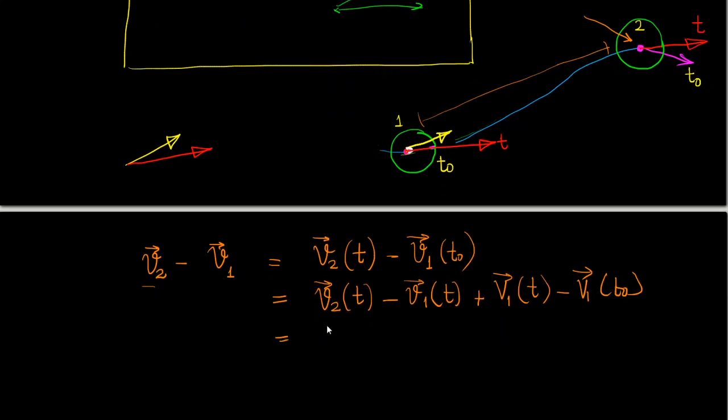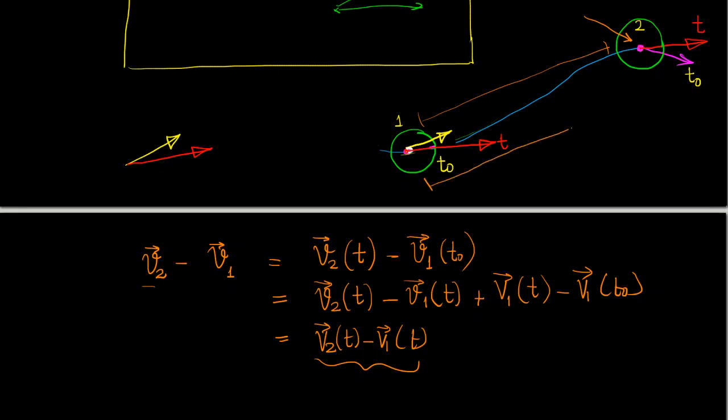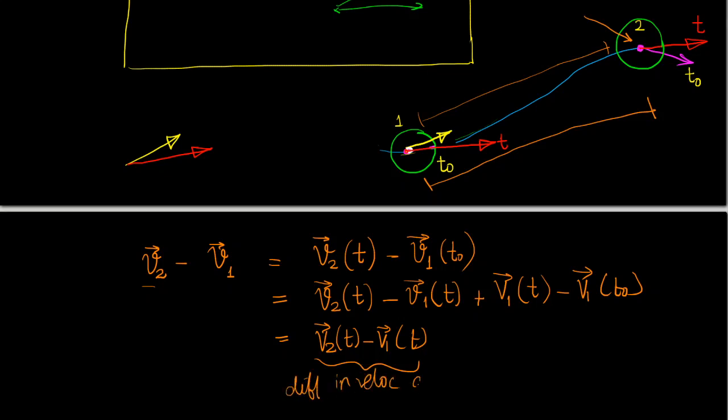So this means this is equal to v2 at time t minus v1 at time t. This is one combination of terms. So the physical meaning of this is, at a given instant of time, the change in velocity because of a change in location. So this is the difference in velocity at the same time but different location.